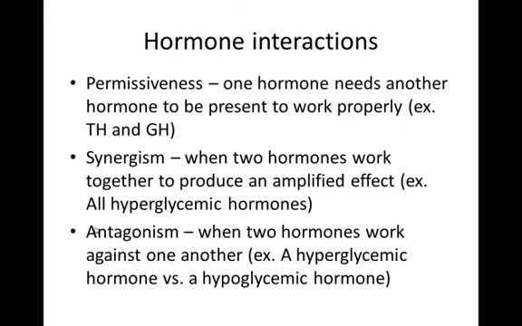Antagonism is when two hormones work against each other. For instance, if you have a hyperglycemic hormone versus a hypoglycemic hormone. We've just listed two hyperglycemic hormones, and you know of a hypoglycemic hormone. A hypoglycemic hormone is a hormone that reduces blood sugar levels. What hypoglycemic hormone do you know of? Insulin, right?